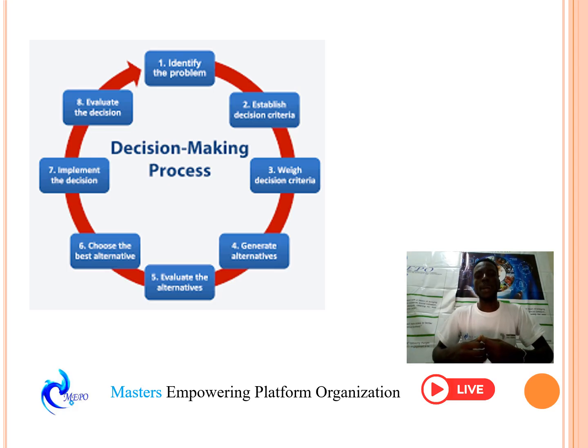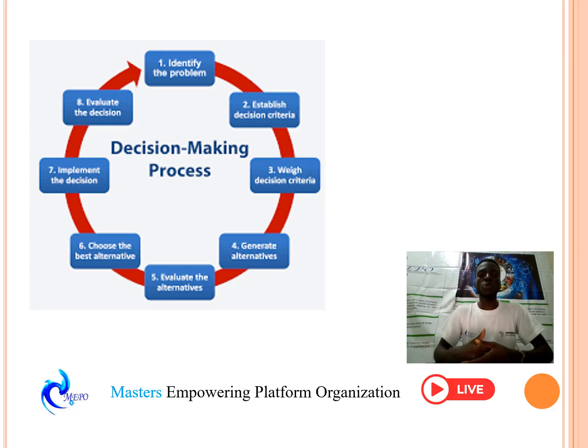Then number four, we have to look at generate alternative. So you have to generate alternative. If it is not working with you, you have to generate another alternative. You have to take another alternative, which also leads to the decision making process. Number five, we have to look at evaluate the alternatives. Like I said, when you evaluate, you look at it. Will it help or will it not help? When you see it can help, it is good for you and it is good for the decision making process.